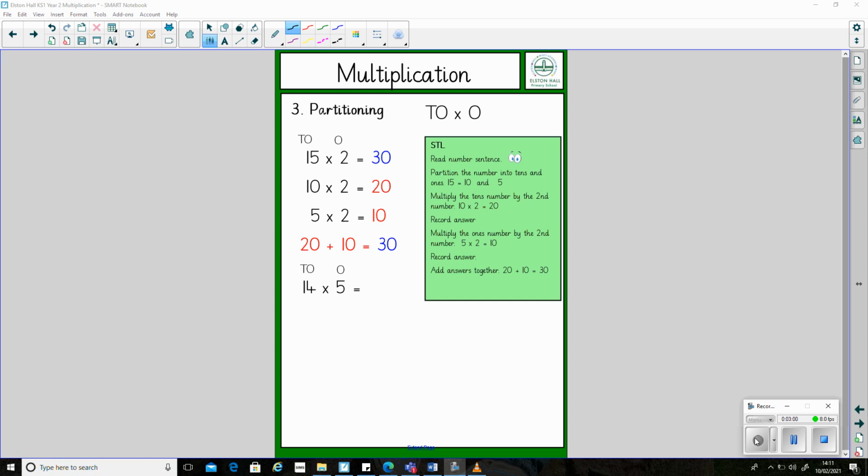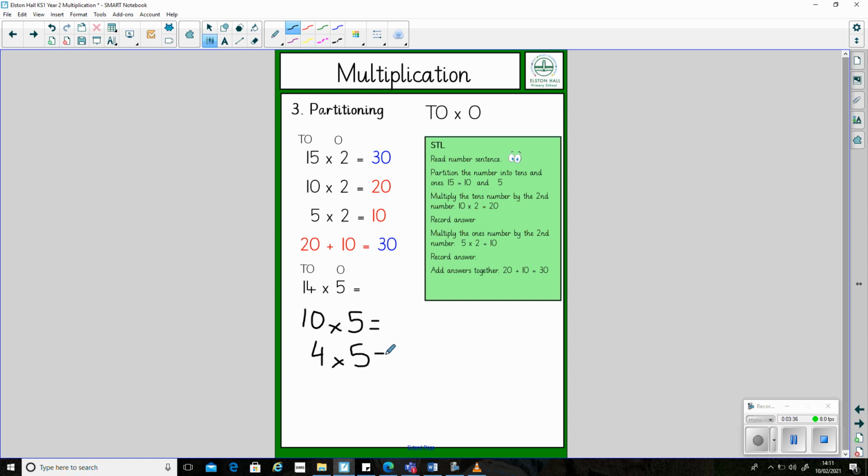And then finally we move on to partitioning. So when you have a tens and ones number times by a ones number. So to start with, we'd ask the children to read the number sentence. So 14 times 5. We'd then partition the 14 into its tens and its ones. It has 1 ten, which is 10, and 4 ones. And we times each of these by the ones number here. So we would do 10 times 5 and 4 times 5.